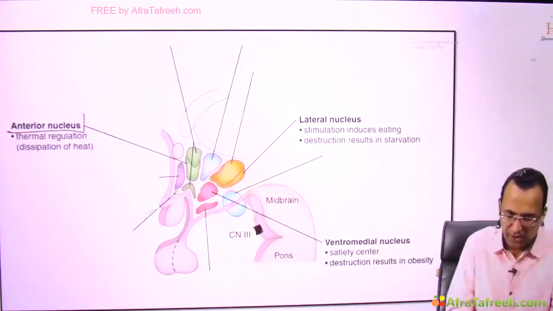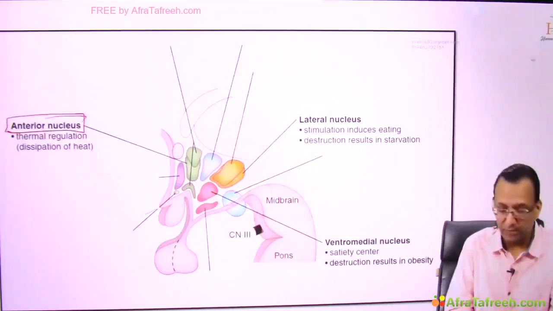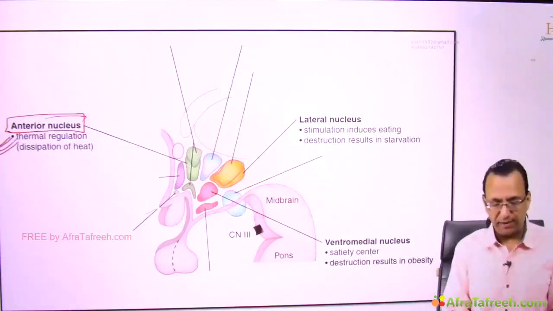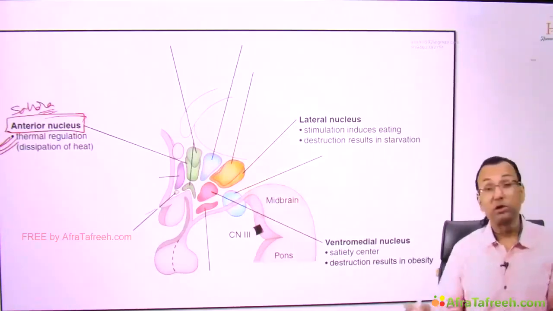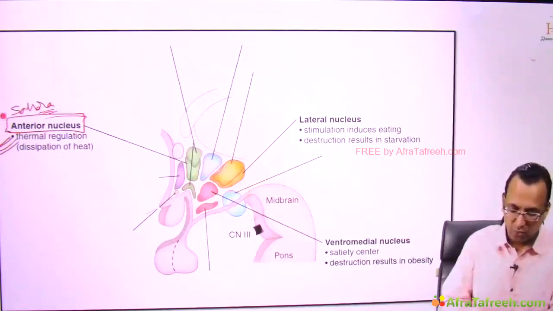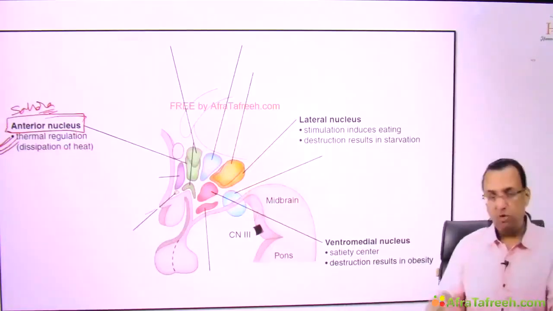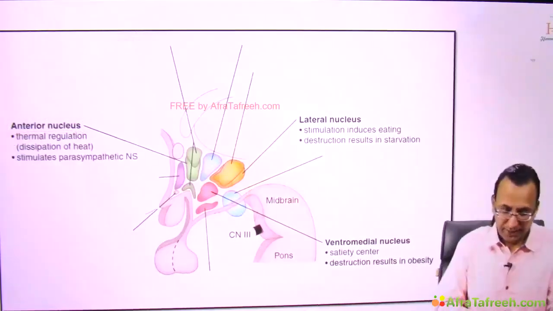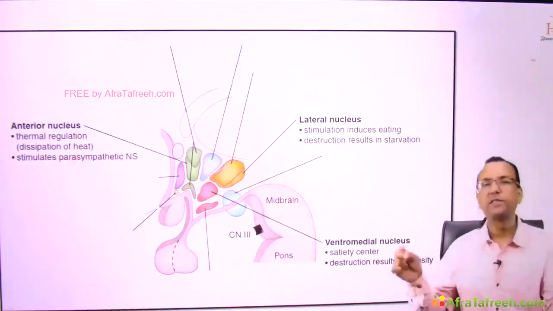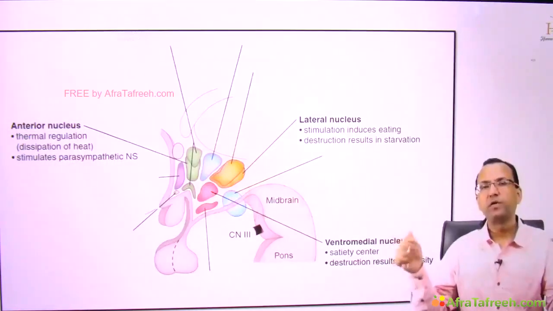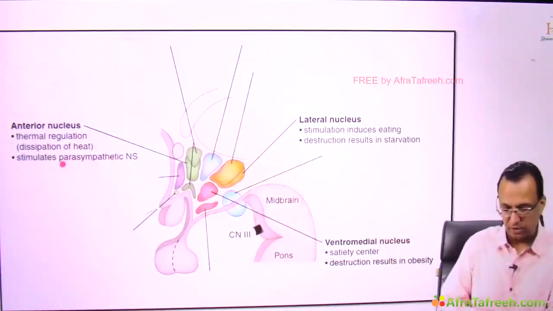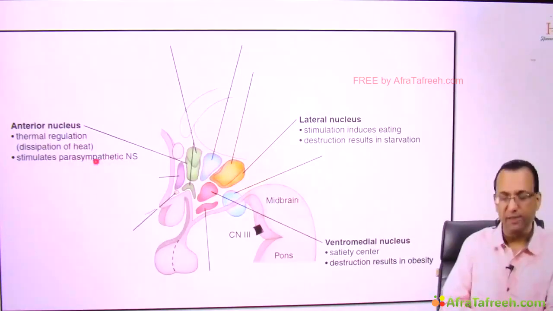So there is a question on the anterior nucleus of the hypothalamus. And what is it for? It is actually for dissipation of heat. For example, you are in the Sahara Desert and it's hot, so you have to lose the heat. How do you lose heat? It is the parasympathetic system which is activated, and there will be vasodilation in the periphery, and you lose the heat.